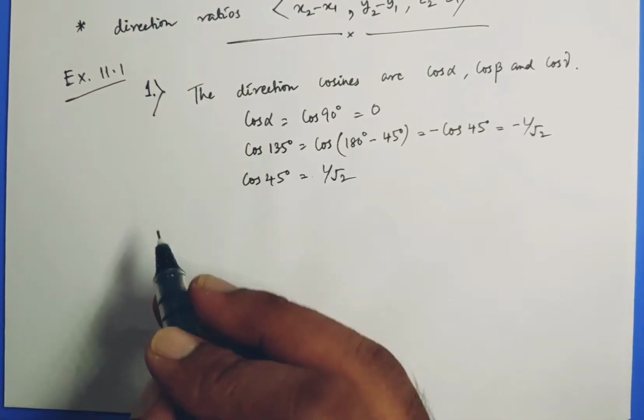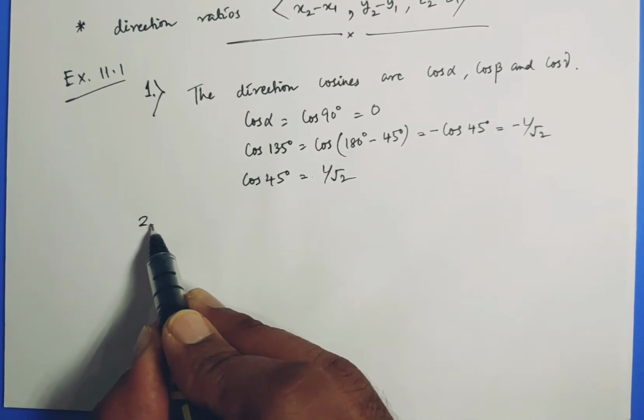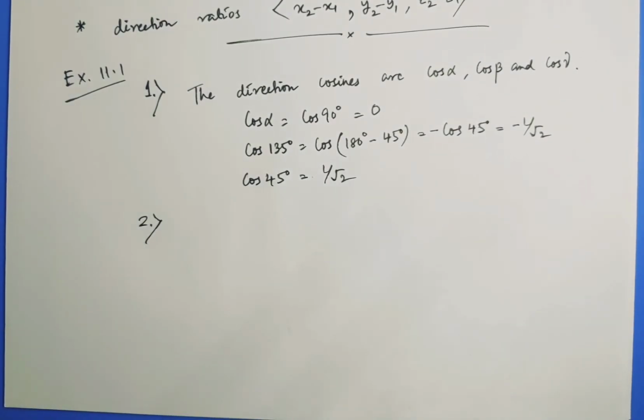Now question number 2. Let's see what it says. It says find the direction cosines of a line which makes equal angles with the coordinate axis. Now if it makes equal angles with the coordinate axis, what we can say?